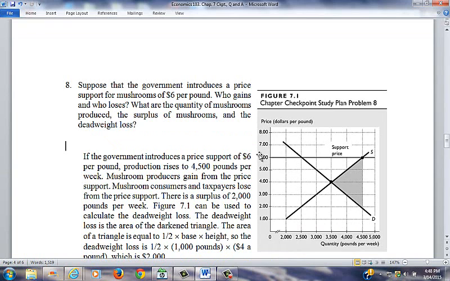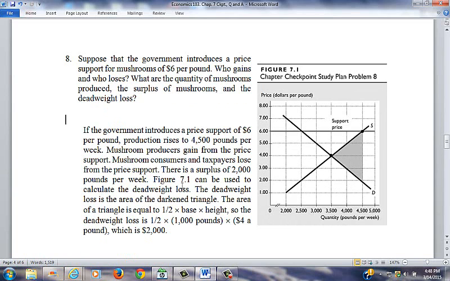Now the government's introducing a price support at $6 a pound. So the support price is up here. And you can see then at that price, then 4,500 pounds of mushrooms will be supplied, and the surplus will be shown here. Explain that a little bit more in just a minute. So if the government introduces a price support of $6 per pound, production rises to 4,500 pounds per week. In other words, at that price, the producers will say, sure, we'll produce this many thousands of pounds of mushrooms at that price.